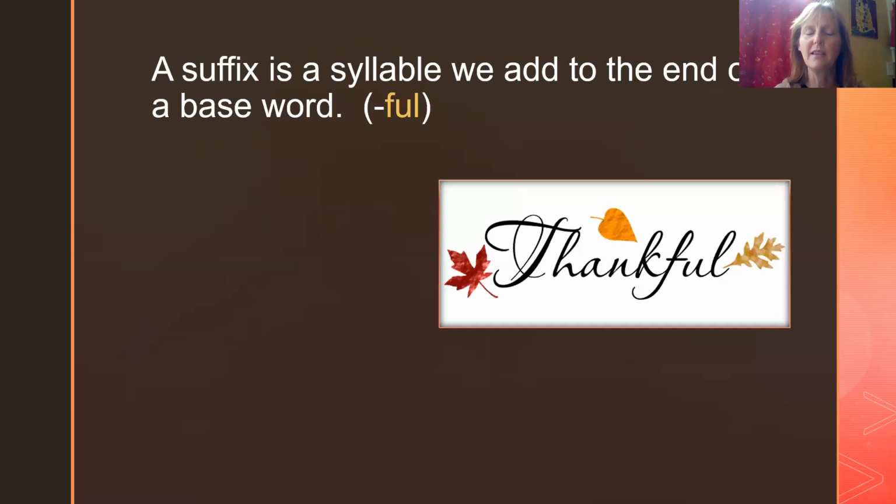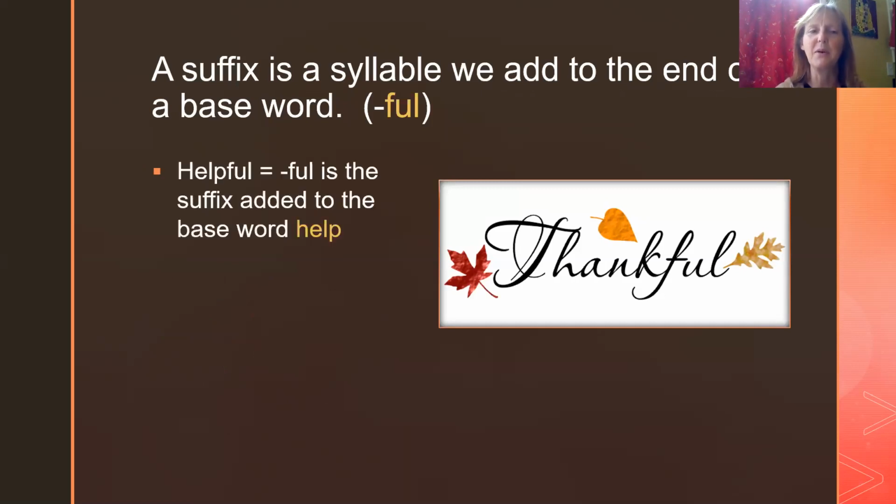We're also going to talk about the suffix full. This is an interesting one because we think about the word full. "I am so full. I ate so much today." That's F-U-L-L when it stands by itself as a word. The important thing to remember here is to always drop that extra L when we add it onto the end of a word. When it becomes just a suffix or a syllable in the word, we're going to drop the other L. So, for example, we'll have helpful, full of help. Full is the suffix added to the base word help: helpful.